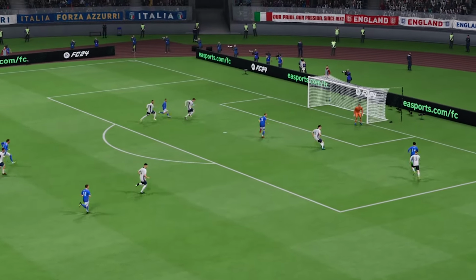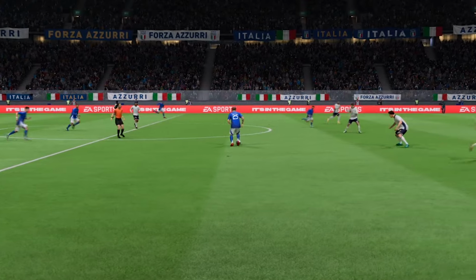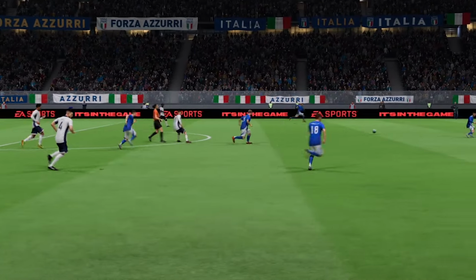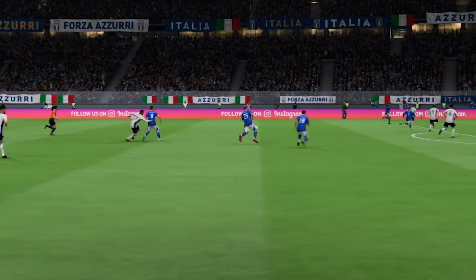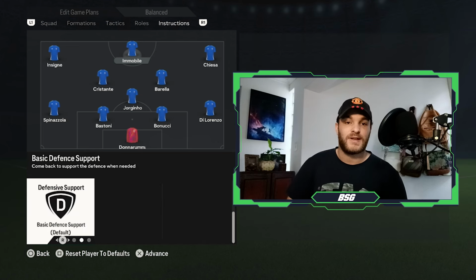The attacking runs will be set to maintaining a target player approach, looking to hold up the play back into the opposition and link up very effectively with your central midfielders as well as your wider players. The interceptions will be set to normal, and then finally you want him to also maintain a basic defensive support.